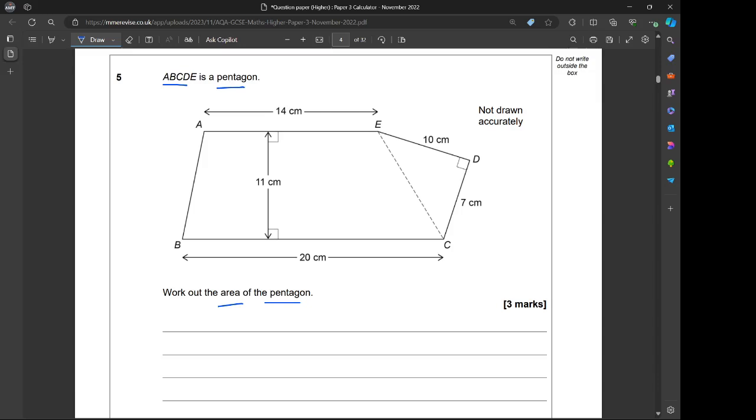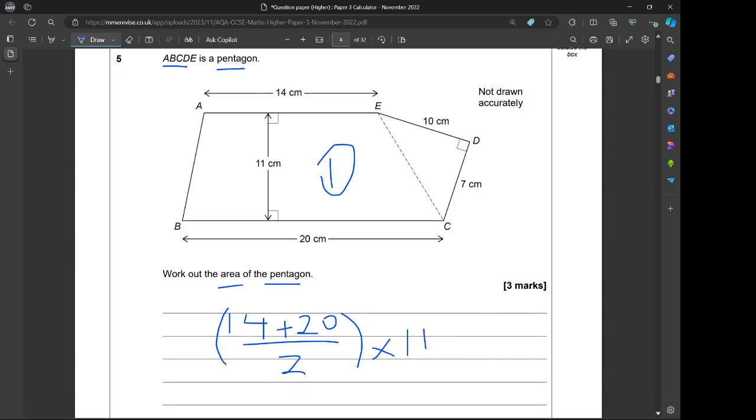I'm going to work out the area of the trapezium, the area of the right angled triangle, and then add my answers together. The area of a trapezium is the sum of the parallel sides, 14 plus 20, divided by 2, multiplied by the height, which is 11, the perpendicular height.